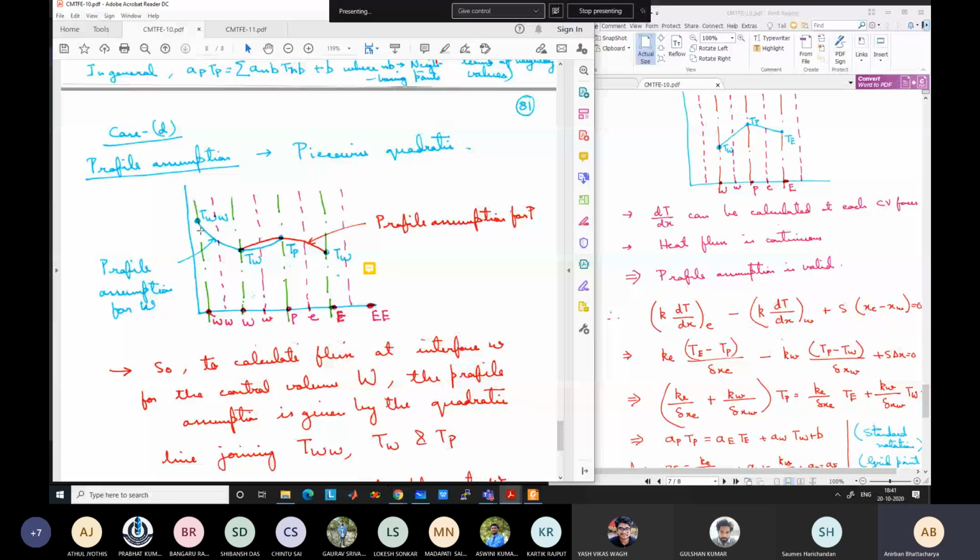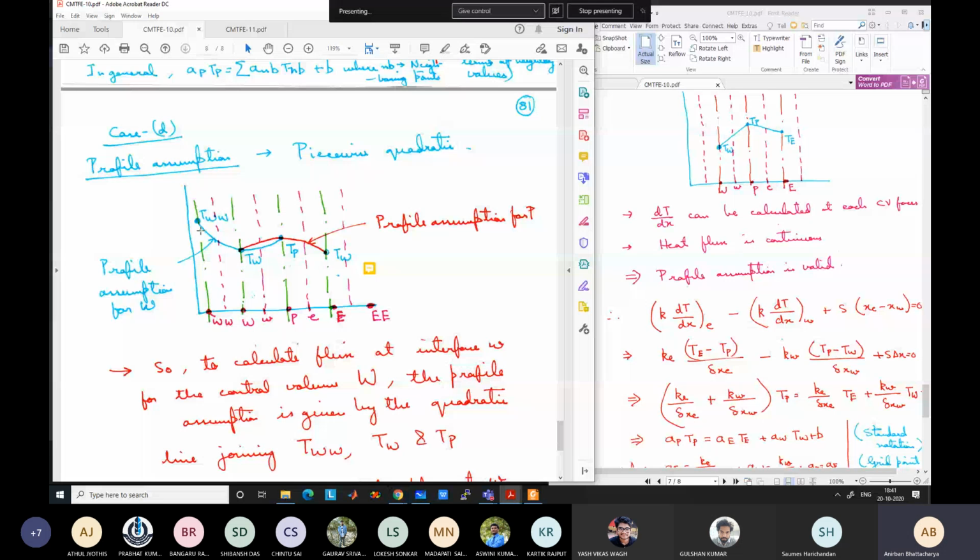What are its neighbors? Let us denote them by W on the west side, and obviously it is P on the east side. So the typical notation is WW and this is EE. So it is WW on the west side and P on the east side for this. And if you join these two points, you are getting a different curve.